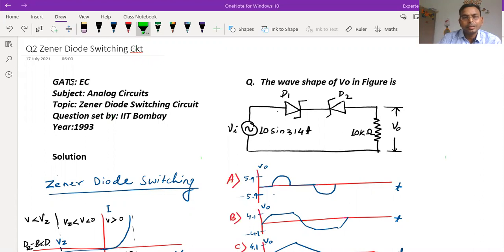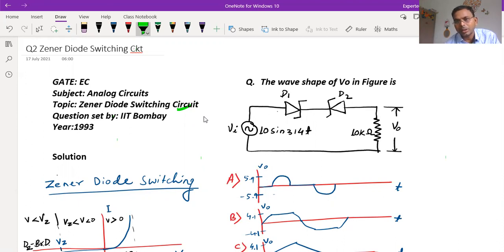Today I am going to discuss GATE Electronics and Communication Engineering, EC, and the subject is analog circuits. The topic is Zener diode switching circuit, and the question was set by IIT Bombay, year 1993. The question is: the wave shape of output voltage VO in the figure is.